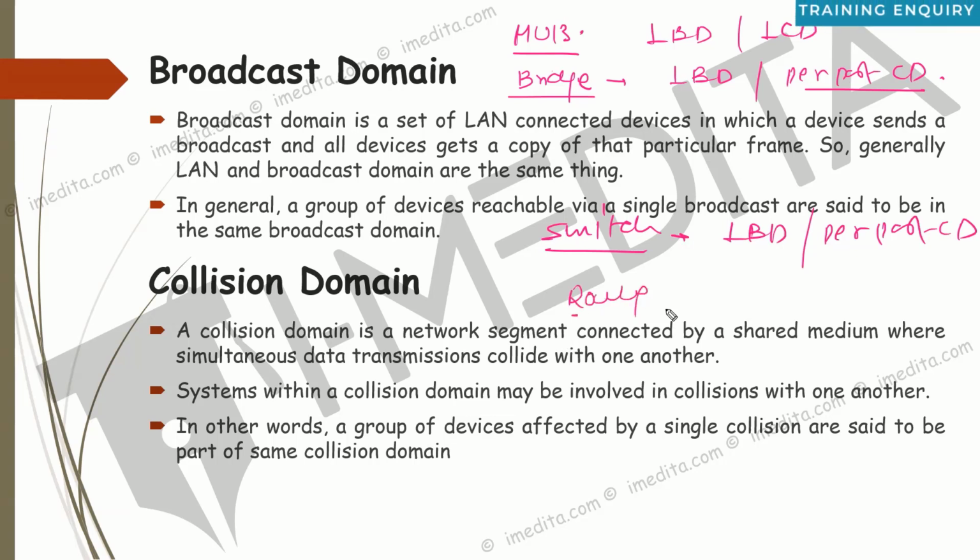And then we have the router. A router is a per port broadcast domain and per port collision domain. On the router also, if a collision occurs on one of the ports, it will not impact the other ports, and all the ports on the router belong to different broadcast domains.